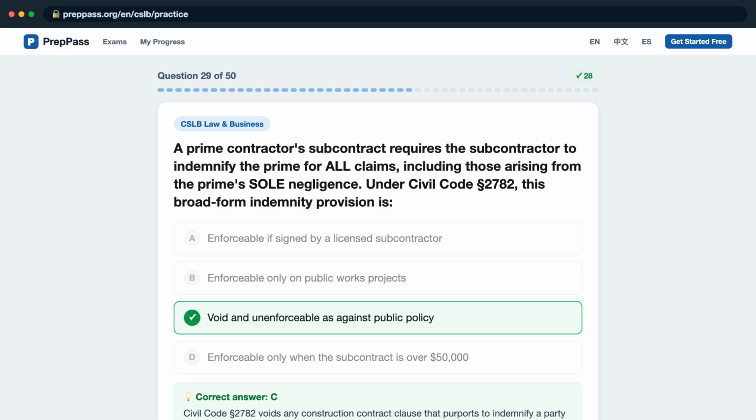Civil Code Section 2782 voids any construction contract clause that purports to indemnify a party for liability caused by its sole negligence or willful misconduct. This anti-broad form indemnity rule cannot be waived.